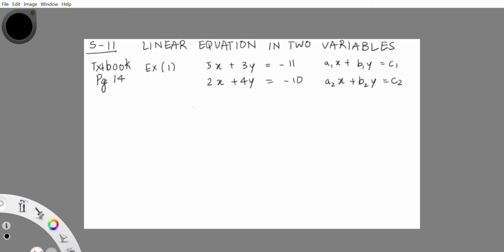So now we're going to write down the values for each of the coefficients. I have a1 is 5, a2 is 2, b1 is 3, b2 is 4, c1 is minus 11, and c2 is minus 10.